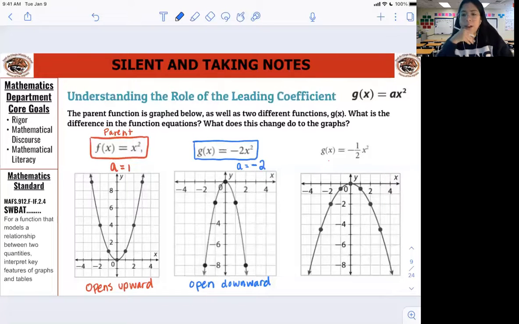And I want to point out a word that Guillermo used that's a really good word. He says that it flipped. That's a really good way to think about it. So if you think about it, it was a smiley face before, and it just flipped over, and now it's a sad face. So it opens downward now, and since it's specifically a -2, what else happens?